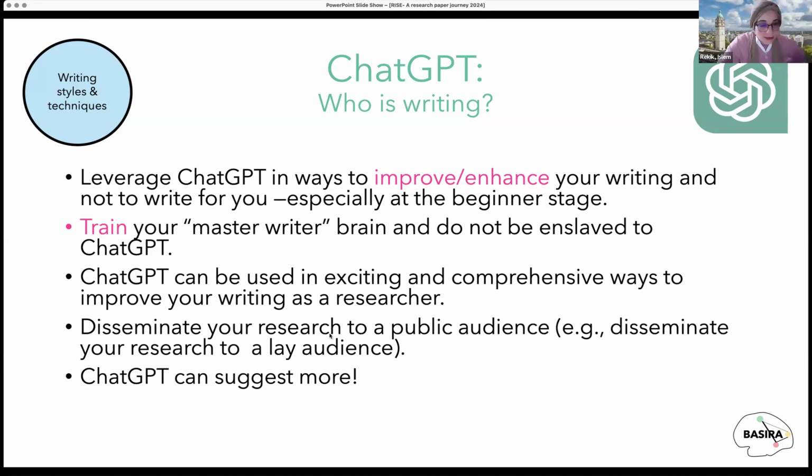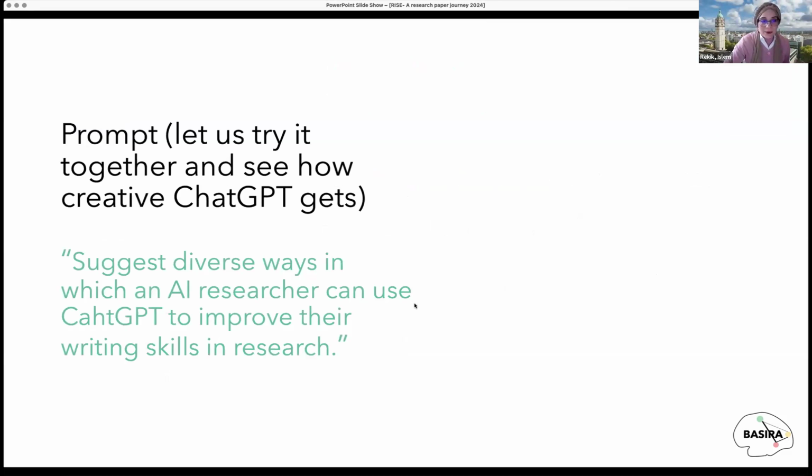So anyways, for disseminating your research to a public audience, a lay audience, you can use it also to write for a lay audience. Its writing is not very scientific, although you can prompt it to, and it's going to get better, of course. But anyways, you can use it positively, but be careful when using it. That's what I'm saying, just to conclude this part.